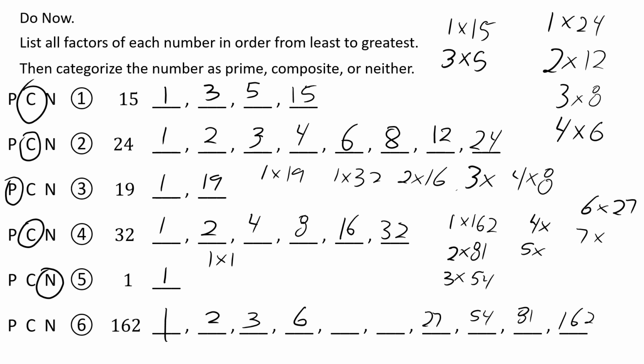Let's try to divide by 7. 162 divided by 7. Nope, decimal. How about 8? 162 divided by 8. Nope, you get a decimal. How about 9? I'm starting to get a little bit paranoid here. 162 divided by 9. Holy cow, comes out to be exactly 18.